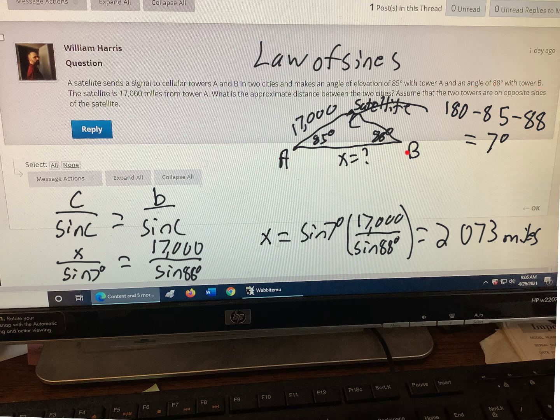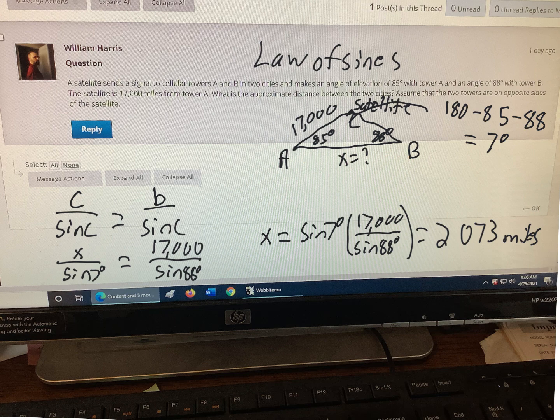So here's tower A, here's tower B, and here's the satellite. It's not drawn proportional. This angle here is 85 degrees. This angle here is 88 degrees. What's the distance between the two cities, A and B?